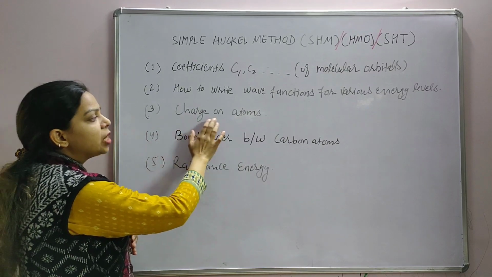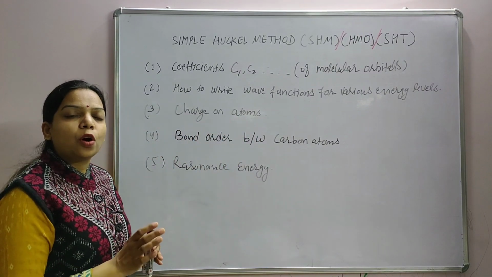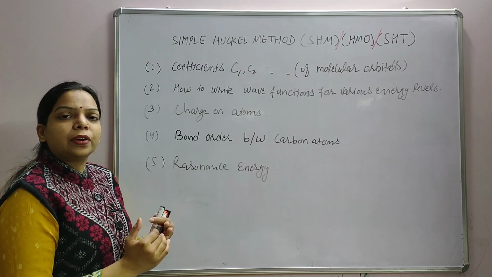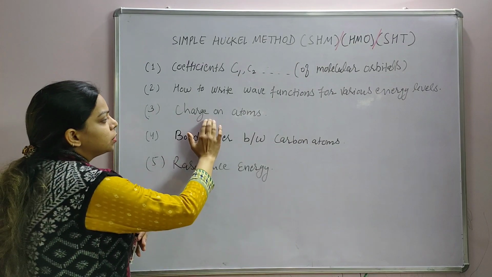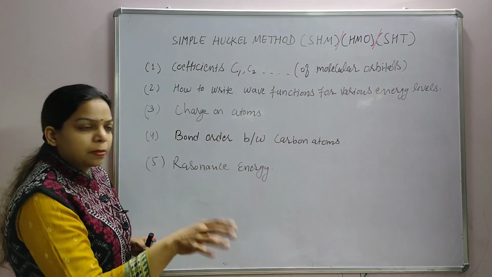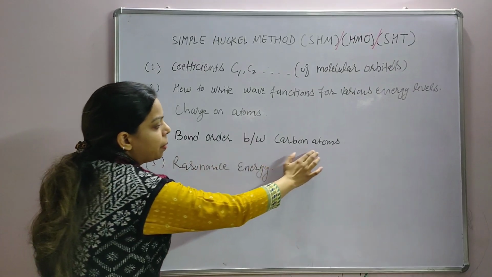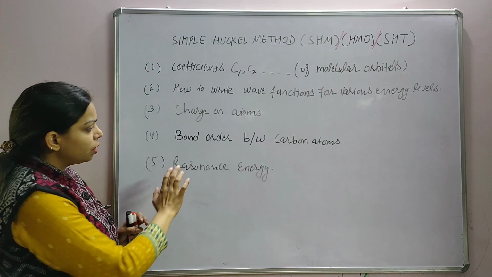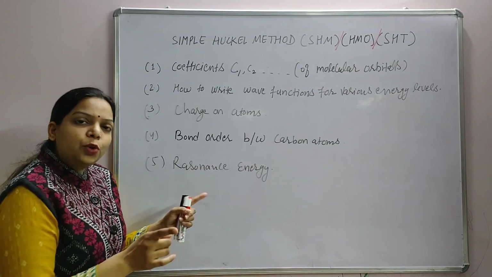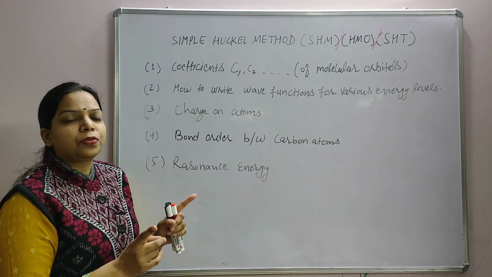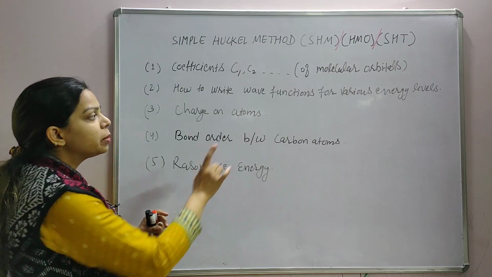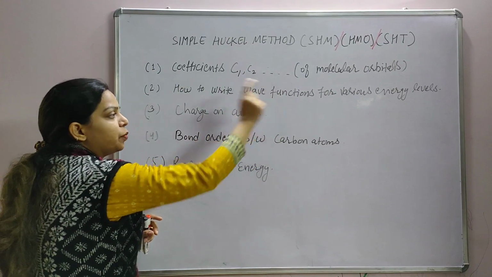Third thing is the charge on the atoms. So we have a formula. After writing the wave function, we will calculate the charge on each atom in the system. Next thing is bond order between carbon atoms. Between any two carbon atoms in the system, we will be able to find out the bond order, again on the basis of the coefficients and the wave functions.